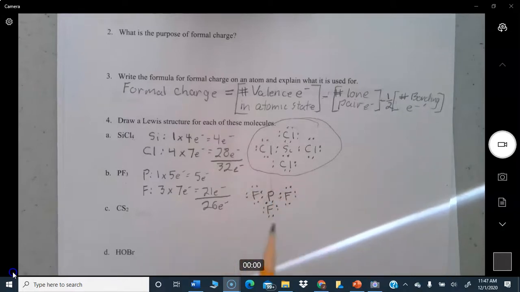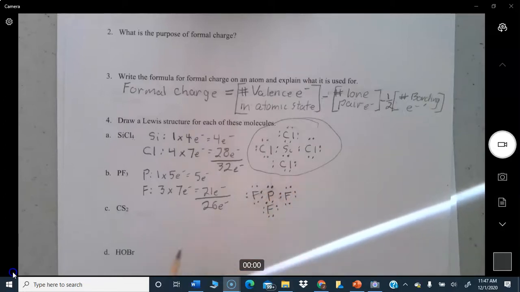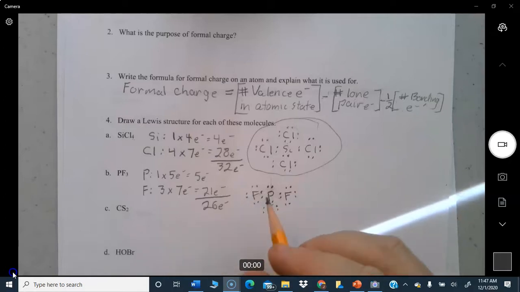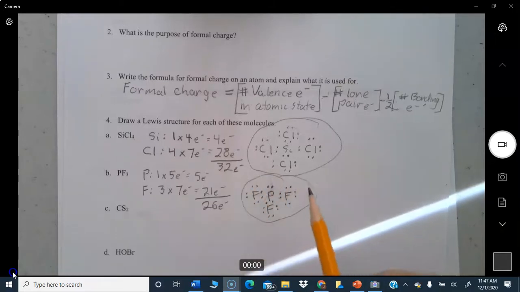Okay, and I've created octets around all the fluorines, and we've used 24 electrons. If you count all of those dots, we need to have 2 more, and phosphorus needs 2 more to have a full octet. So the next rule stated that we needed to place lone pairs on the central atom, which we're going to do right there, and that completes the problem. We've used 26 electrons, and all of these atoms have octets. So that's the final answer for this.